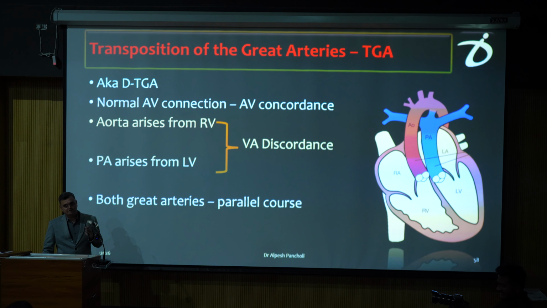And because they are arising from different ventricles, there will be no crossover, there will be a parallel course. So in 88% of the cases, aorta is anterior and to the right of the pulmonary artery.